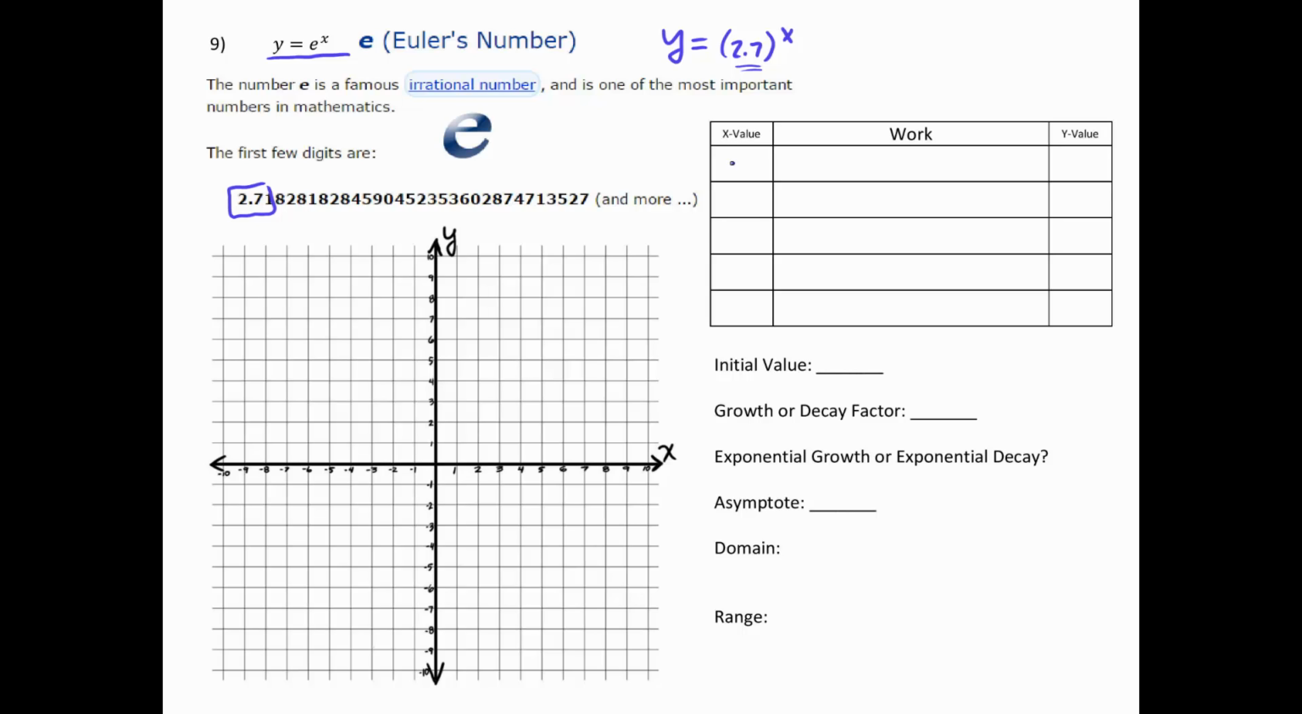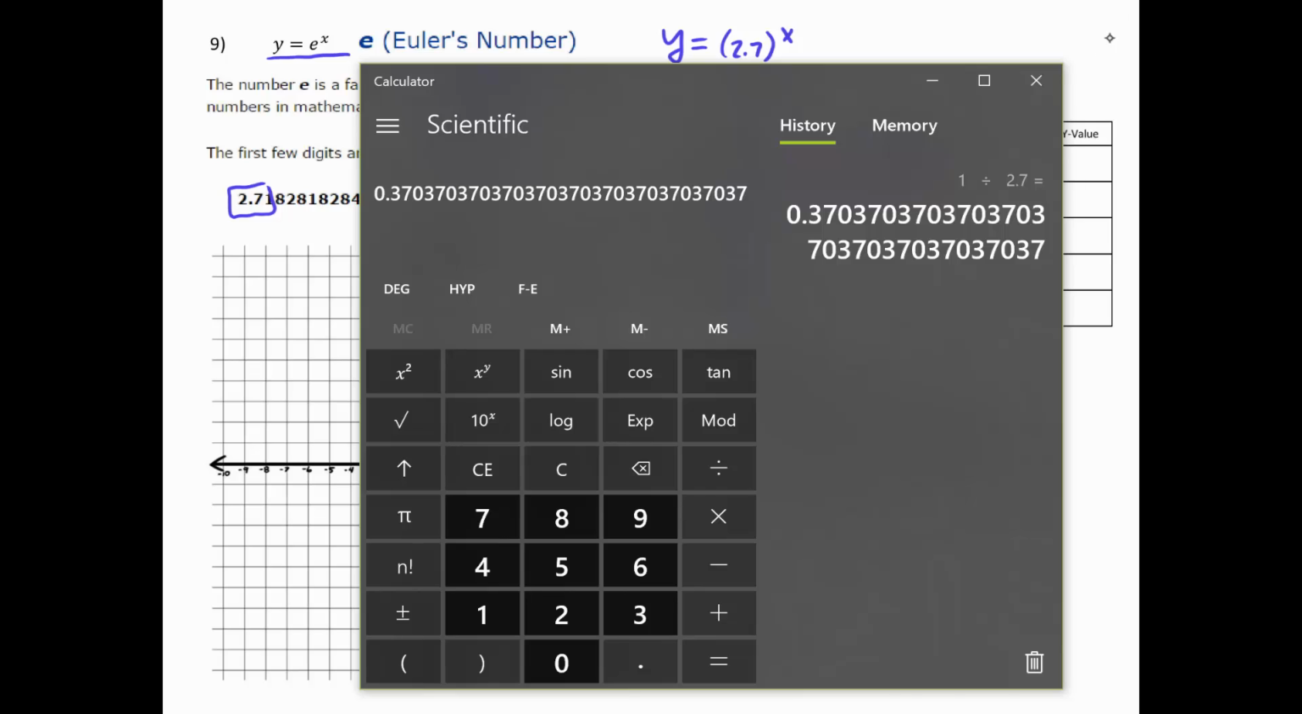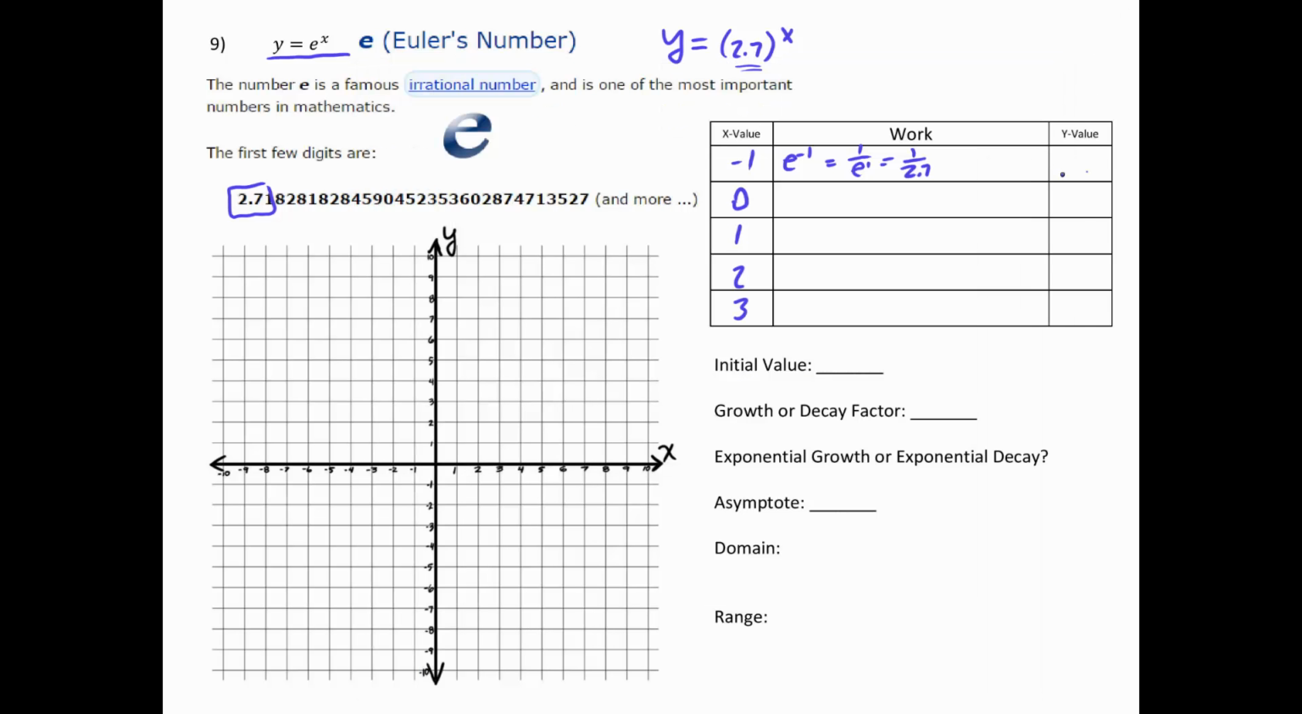So if we choose a value of -1, of 0, 1, 2, and 3, we are basically taking that and we're saying, hey, e to the -1. That also just means 1 over e to the first, which is 1 divided by 2.7. We'll figure that decimal out in a second. 1 divided by 2.7 is 0.37. And I'm fine if you're estimating, so 0.37 right there.